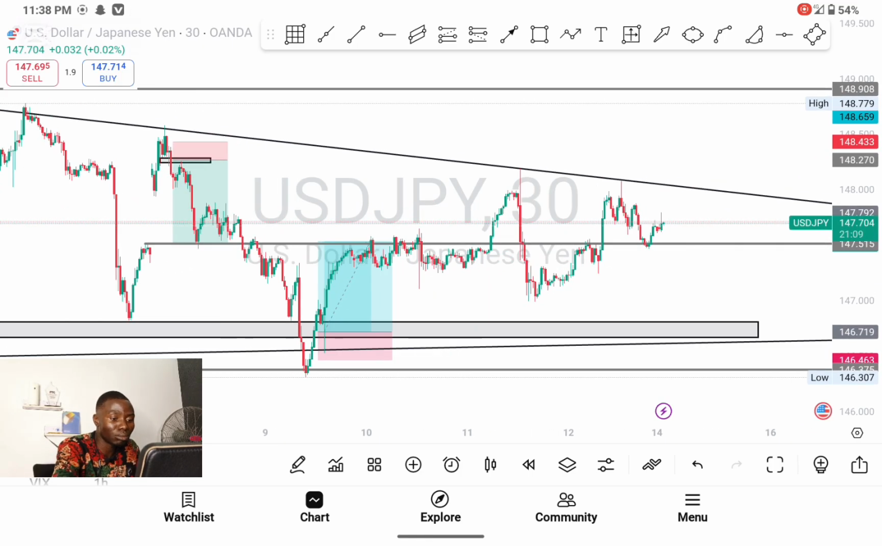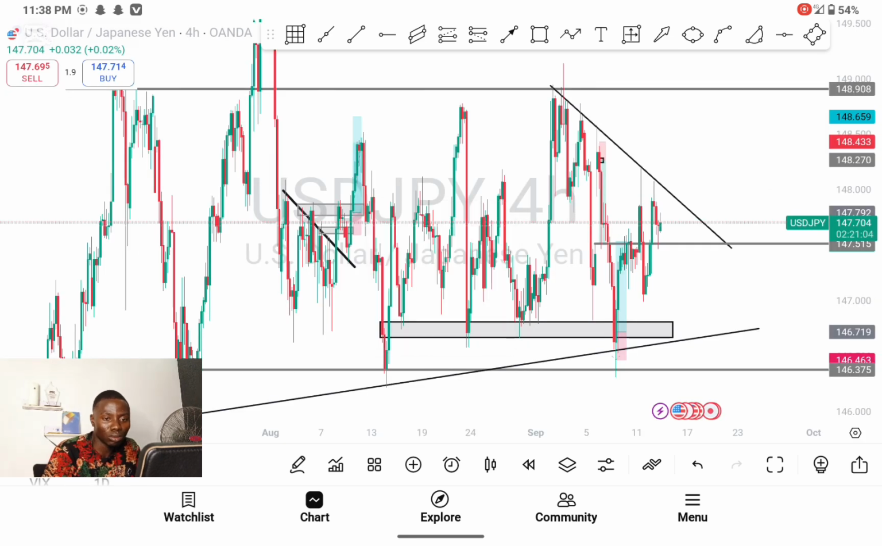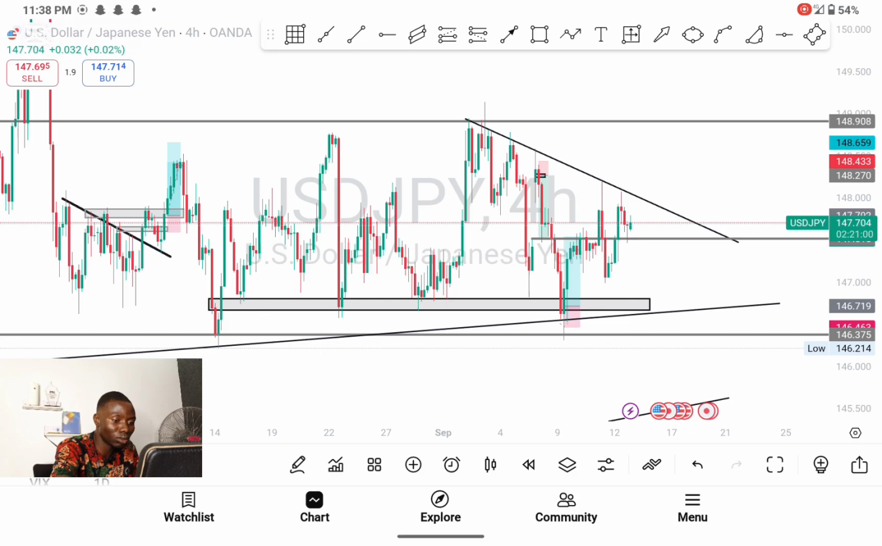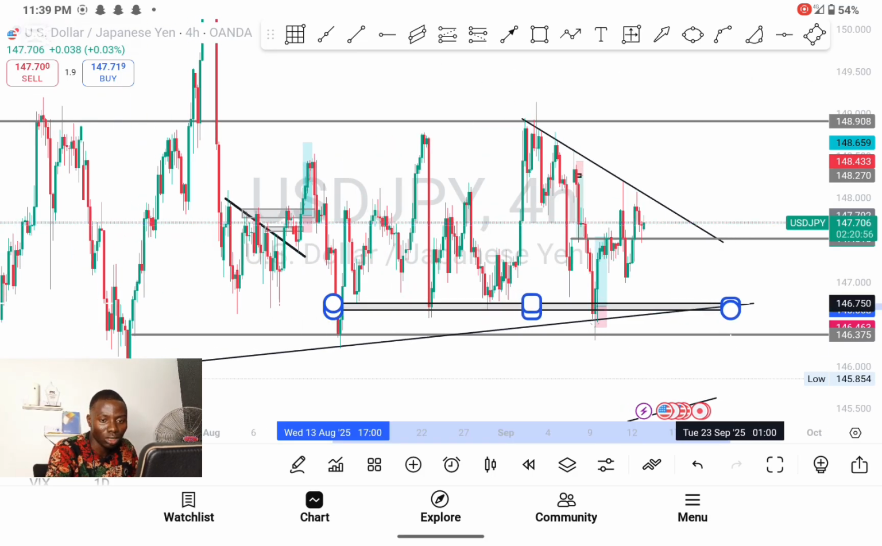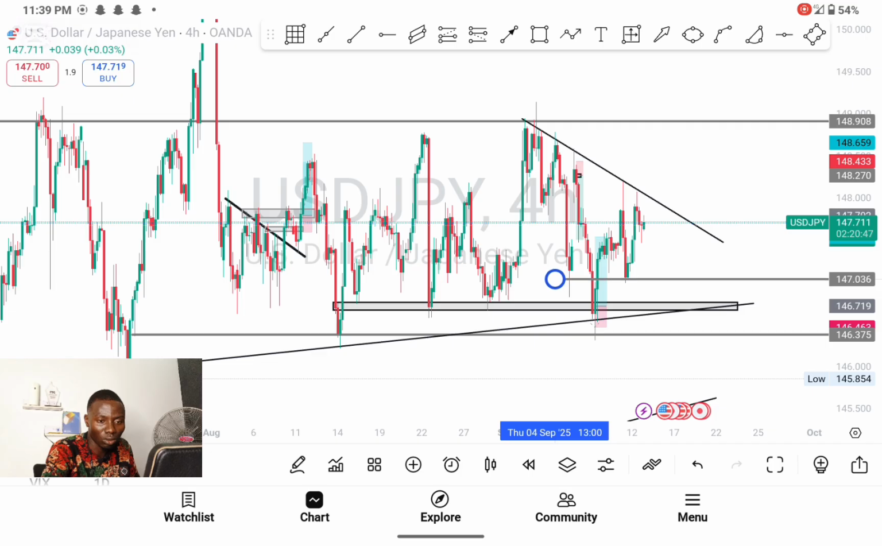So now, what I'm seeing on JPY is that I'm just waiting for whichever way it breaks, then I'll just get in. So now I hope you can see very clearly.